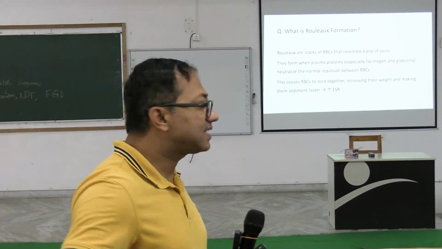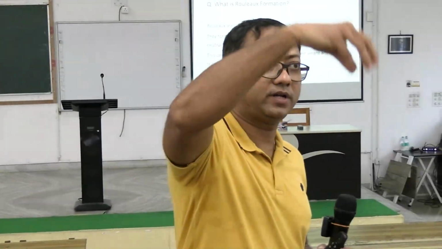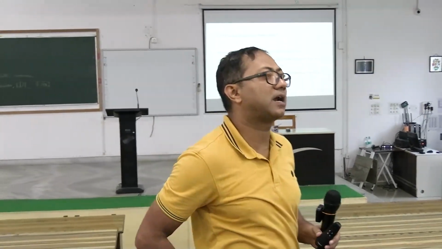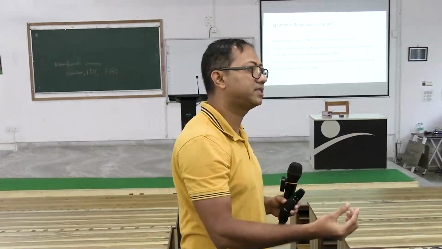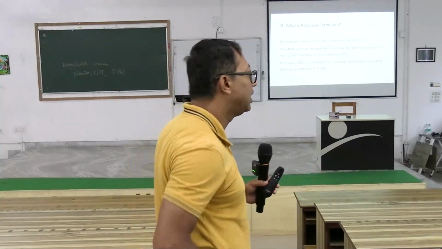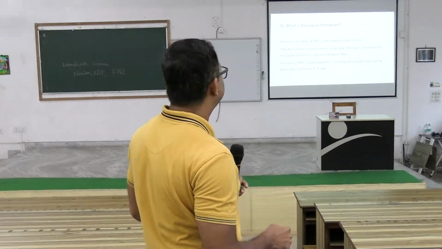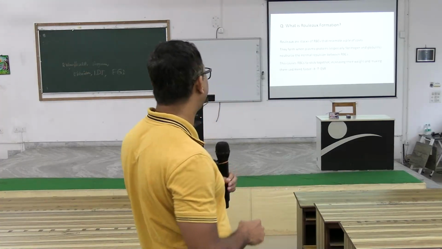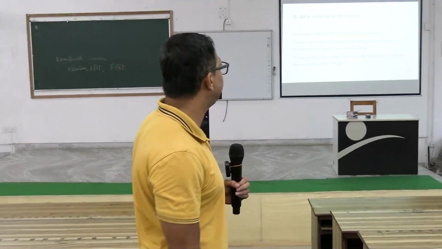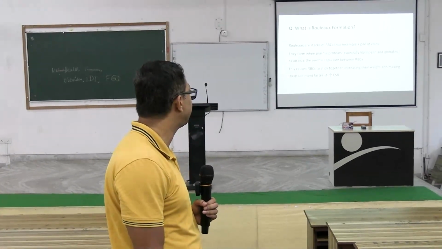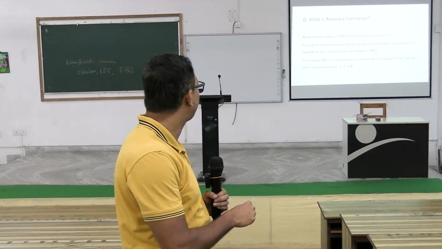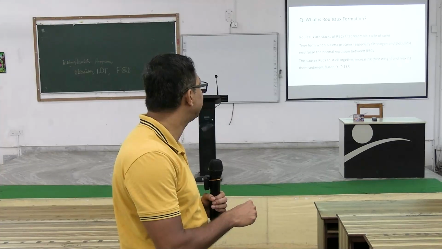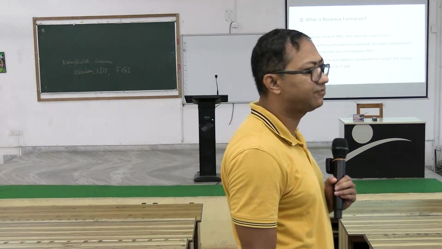The pronunciation is not rulex, it is rulu formation, right? Okay, so these are stacks of RBC. ক্যারাম খেলেছো কেউ? ক্যারামের গুটিগুলো একটার পর একটা যে স্ট্যাক করে রাখা হয়, সেরকম আরবিসি গুলো এরকম স্ট্যাক হয়ে যায়, একটার পর একটা স্ট্যাক হয়ে যায়, রাইট? যখন আমরা ব্লাডকে রেখে দিই তখন আরবিসি গুলো একটার পর একটা স্ট্যাক হয়ে যায়, সেটাকে আমরা বলি রুলু ফর্মেশন অর স্ট্যাক ফর্মেশন, রাইট? So these are stacks of RBCs that resemble pile of coins. They form when plasma proteins, specifically fibrinogen and globulins, neutralize the normal repulsion between the RBCs. Okay, and this causes RBCs to stick together, increasing their weight and making them sediment faster.